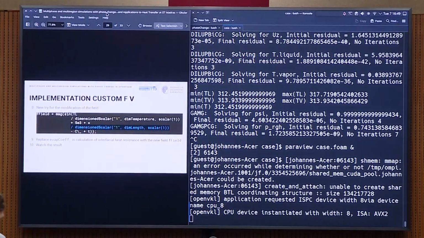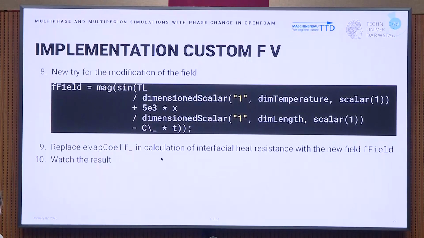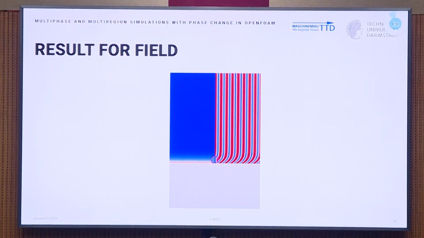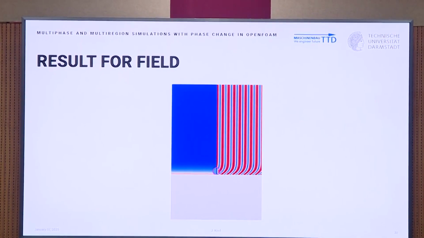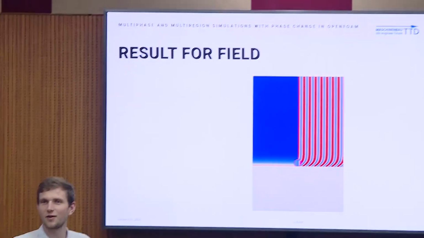Okay, to finish the presentation, for reference, we have created a sine of our accommodation coefficient. What is the result for bubble growth? Of course, total failure. The bubble gets disrupted, nothing works.